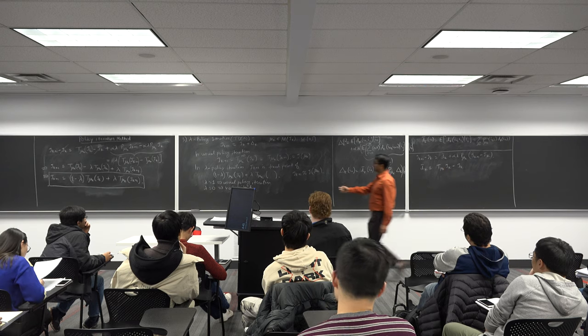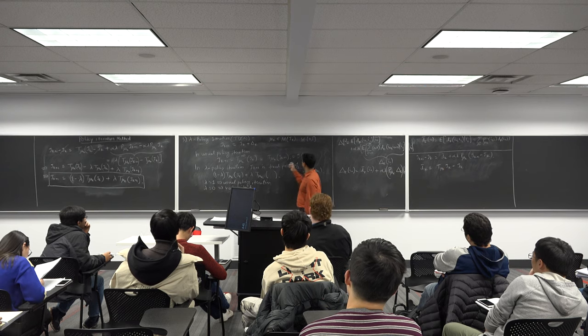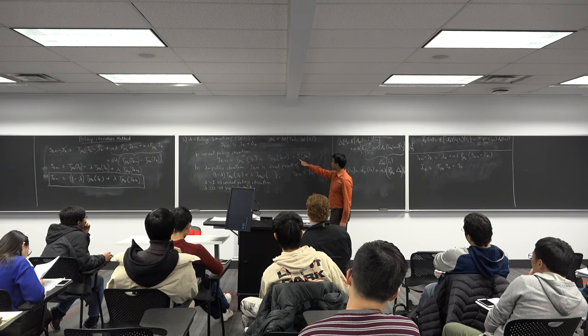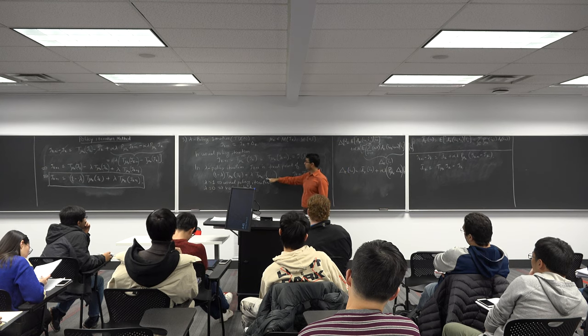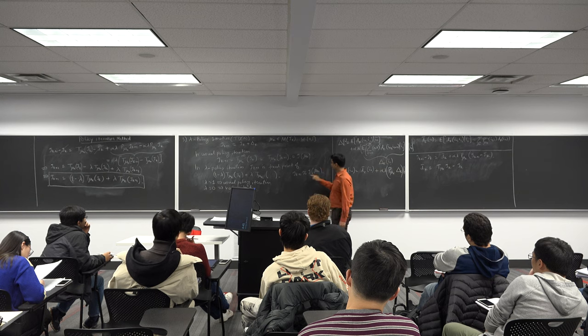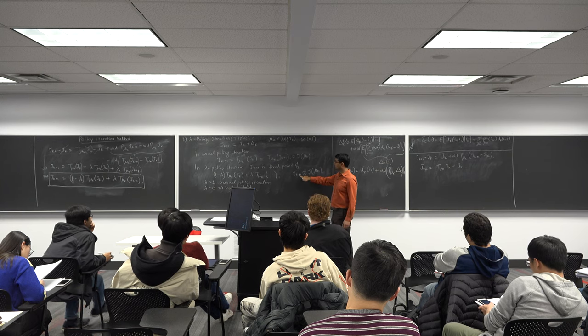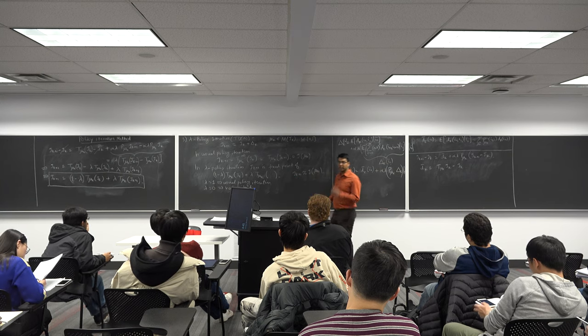Remember, this is a way to evaluate J of mu_k. In policy iteration, you want to get an approximation to J of mu_k. So this is just trying to compute an approximation to J of mu_k, which will be the fixed point of this operator.